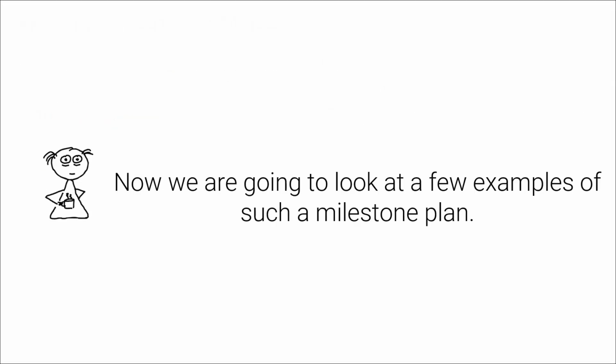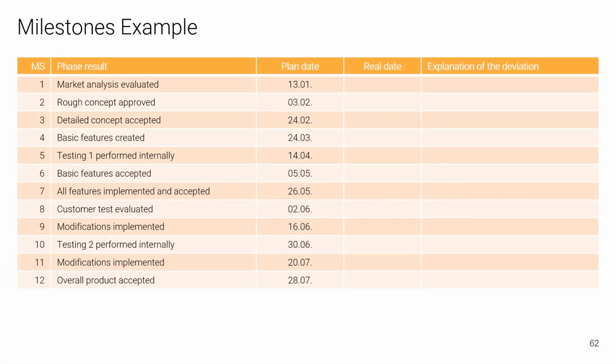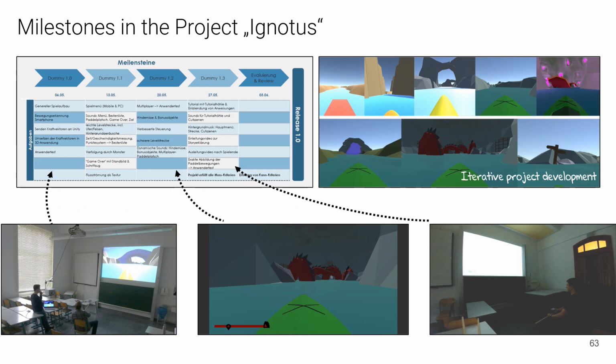Now we are going to look at a few examples of such a milestone plan. We could indicate the milestones in a classical linear way, for example in a table. There we have the columns with the phase result, the planned date of completion, the real date of completion, and a column for reasons for the planning change. The milestones are now arranged chronologically and numbered consecutively. We can see in this example that two major test phases are scheduled until the finished product is at the end. Let's take a look at some milestones in the Ignotus project.